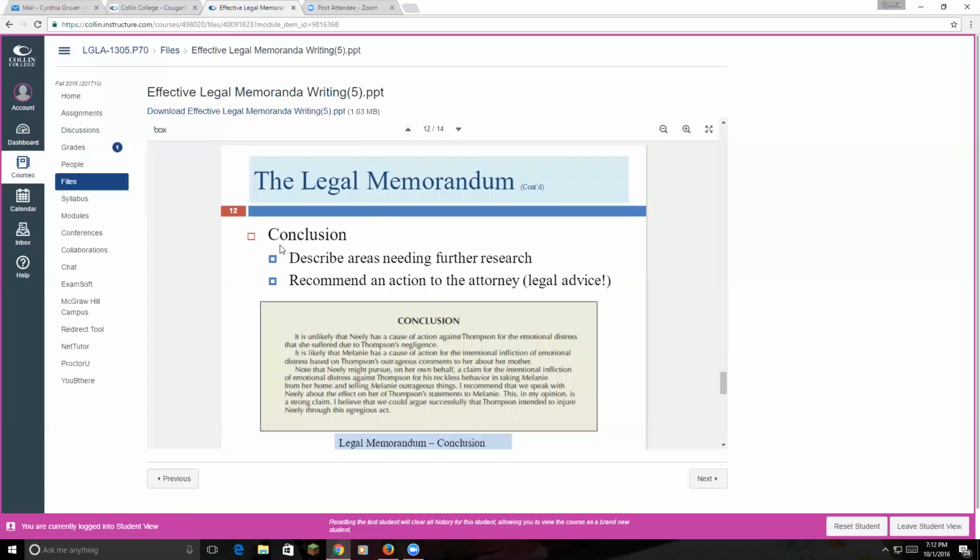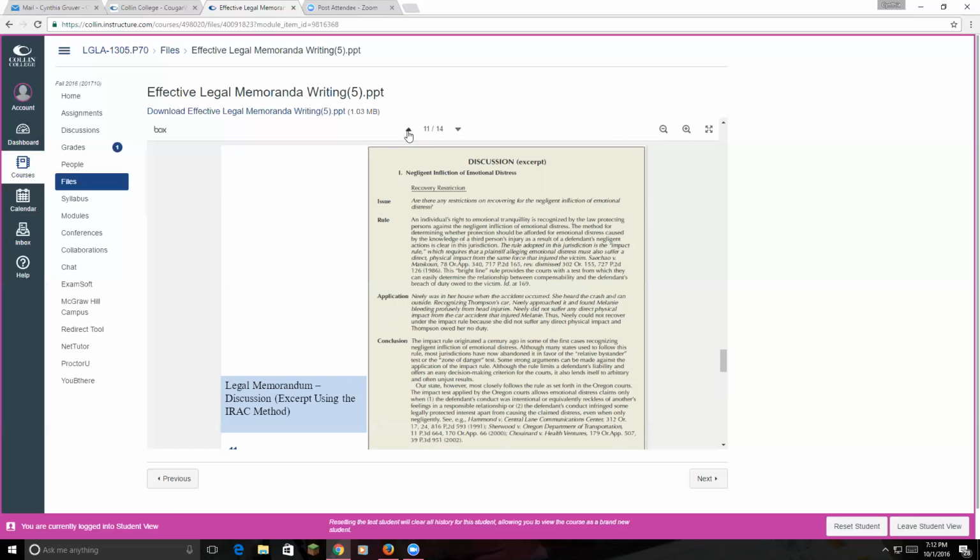Okay, so now we're up for the conclusion. The conclusion is a section where you summarize what you've just told in the analysis section. Oh, by the way, let me go back here and talk about one more thing. You can see that in this case, this is just an excerpt of the discussion. This is not the whole thing.